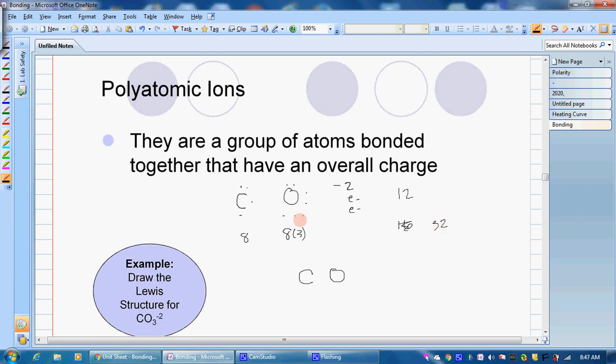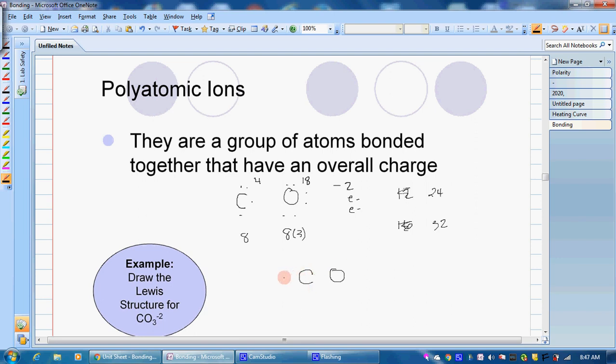And if we go back here, we would have 6 times 3, which would give us 18. And then we would have our 4 here. So that would give us 22 plus another 2, so 24. So the difference here is going to be 8. So we should have 4 different bonds.